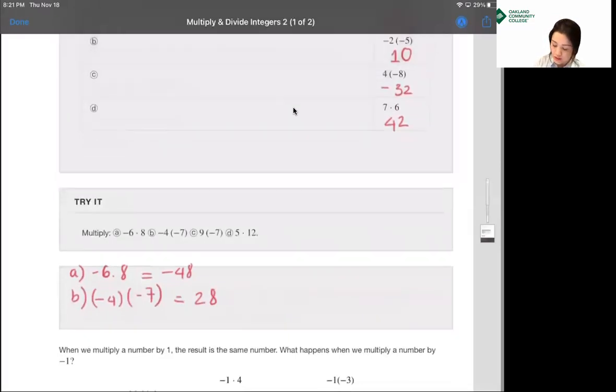And last, I have D. C is 9 times negative 7. The two numbers have different signs. The product is negative. 9 times negative 7 is negative 63. And D, 5 times positive 12. Two positive numbers, the product is positive. 5 times 12 is 60, positive 60.